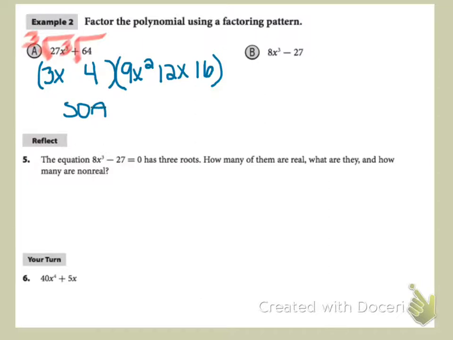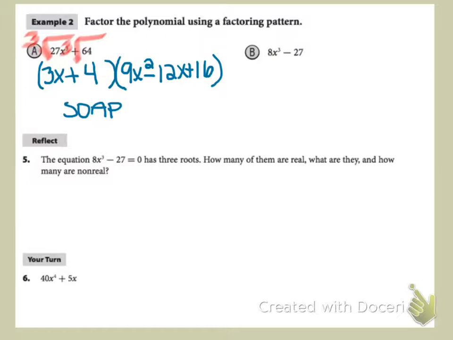Same as the original, which means that's going to be a plus to start, right? Because the original was a sum. It's 27x cubed plus 64, so it's going to start as a plus. The next sign will be the opposite, so that'll be a minus. And then, of course, the last one is always plus. So that last will always be a plus. That's my factored form. Let's try another one.